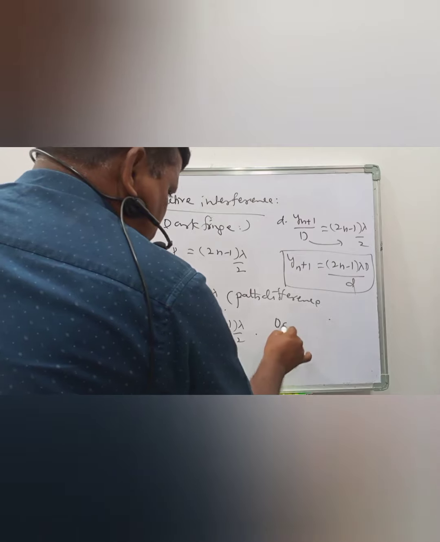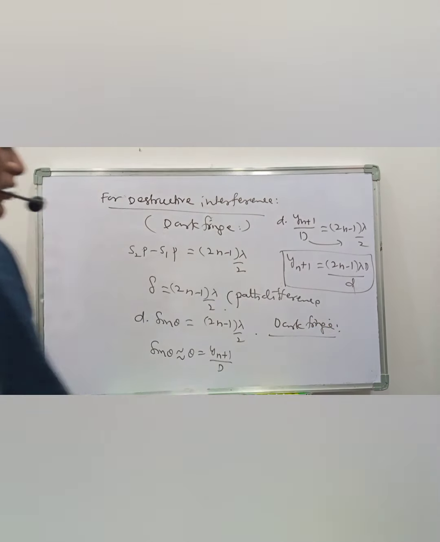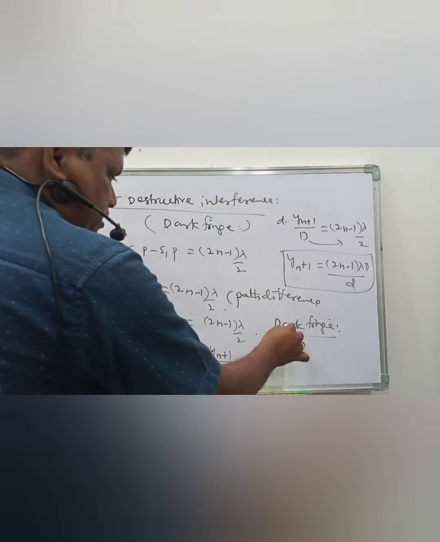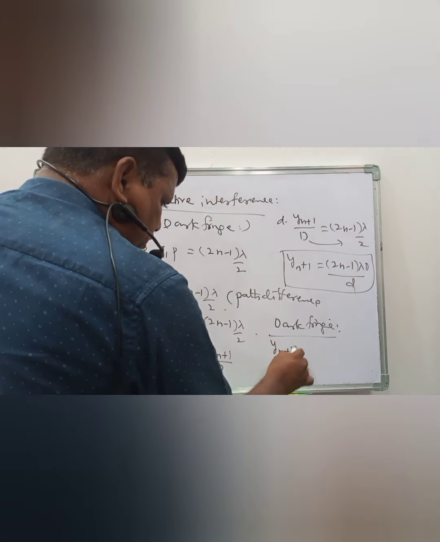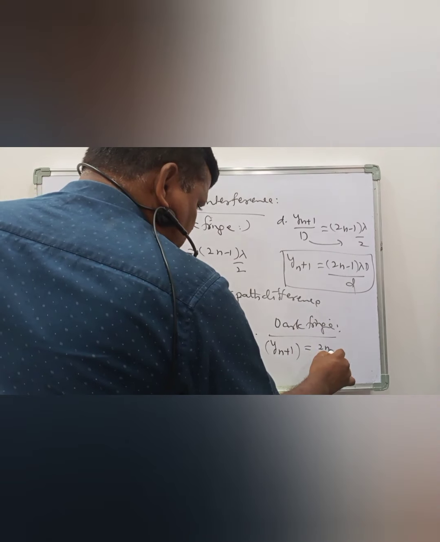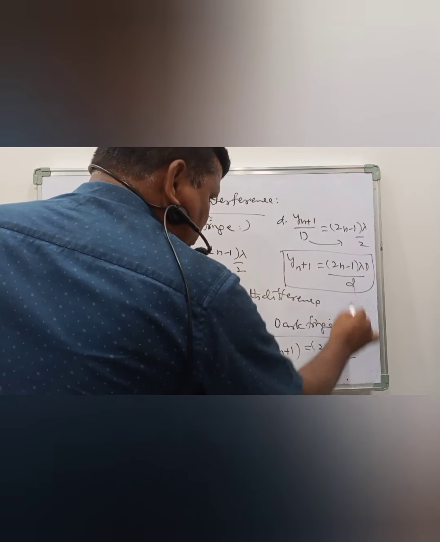For the dark fringe, the distance from the central maxima is yn plus 1 is equal to (2n minus 1) lambda D by 2d.